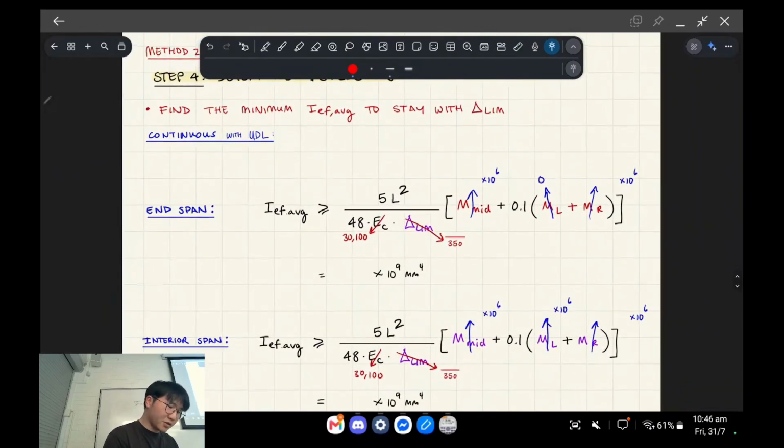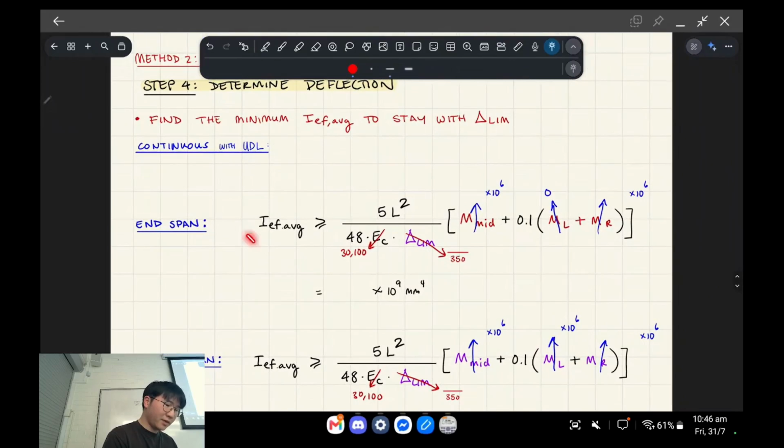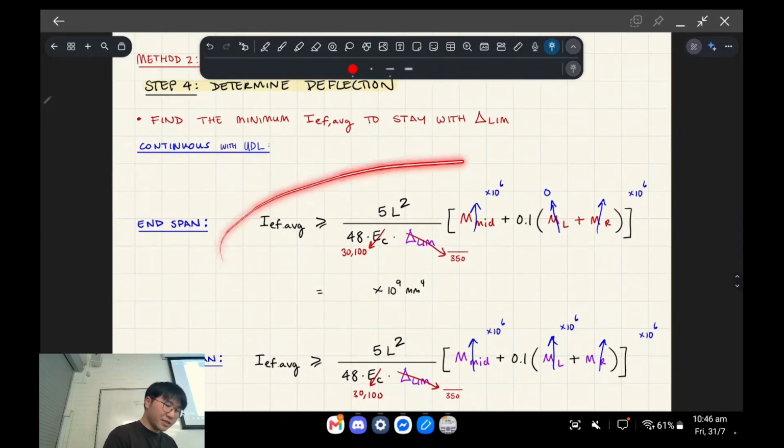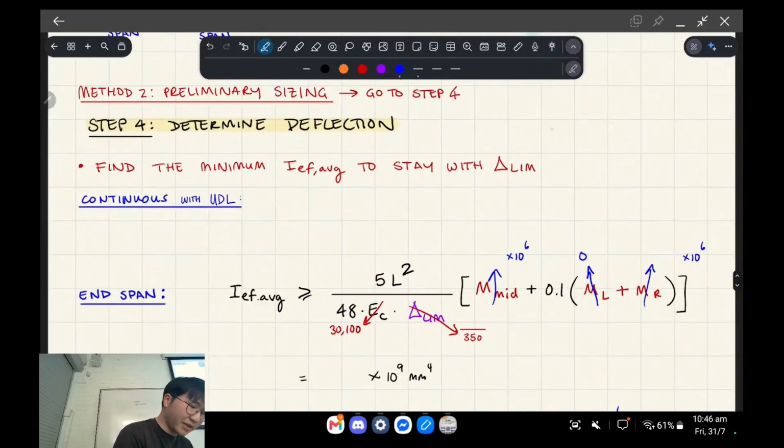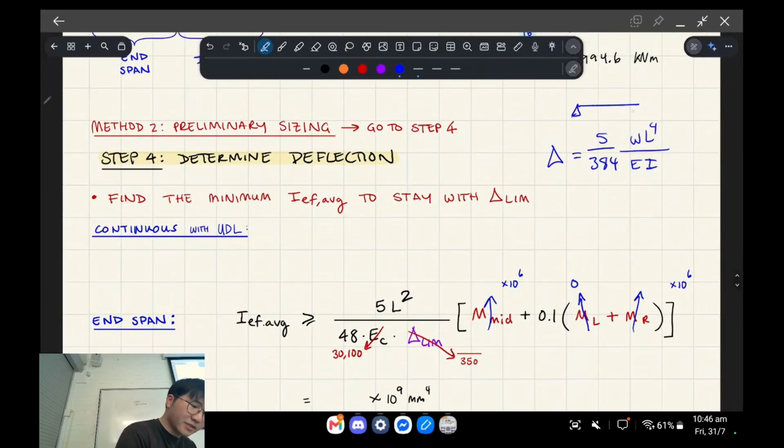And we're going to go to this now, the IEF average formula, okay? So this is for the case of a single span. Remember you had a formula that looks something like this. This was for a simply supported case with a uniformly distributed load on it. It looks something like that, and this is the loading scenario.